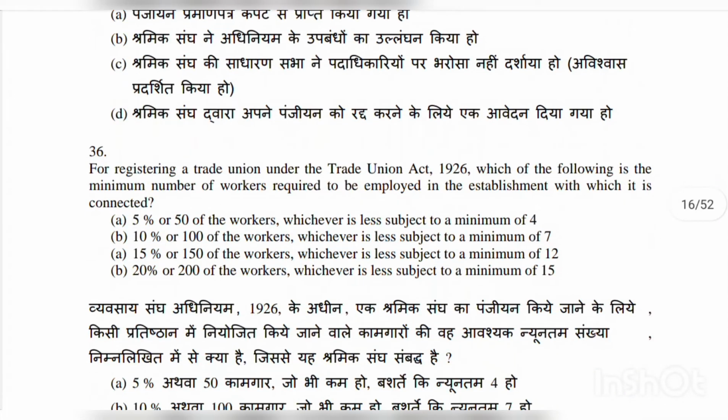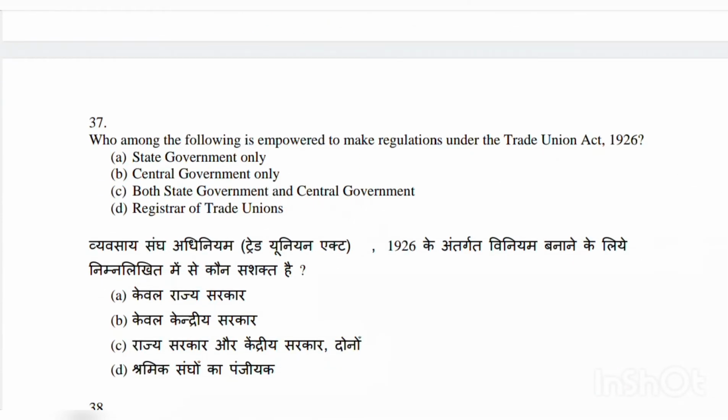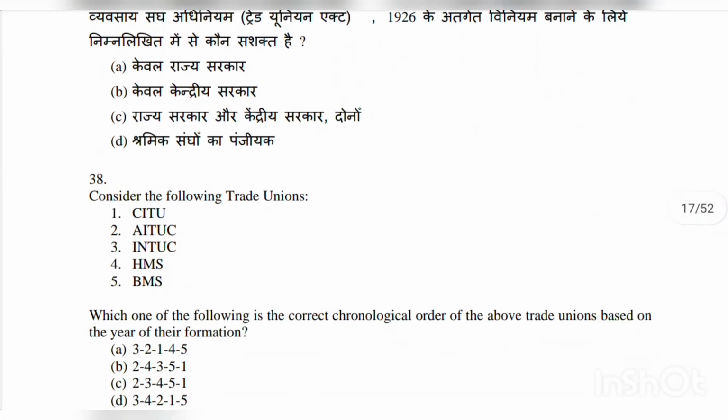For registering a trade union under the Trade Union Act 1926, which of the following is the minimum number of workers required to be employed in an establishment with which it is connected? That is B. 10% or 100 of the workers, whichever is less, subject to a minimum of 7. Who among the following is empowered to make regulations under the Trade Union Act 1926? That is both state government and central government.